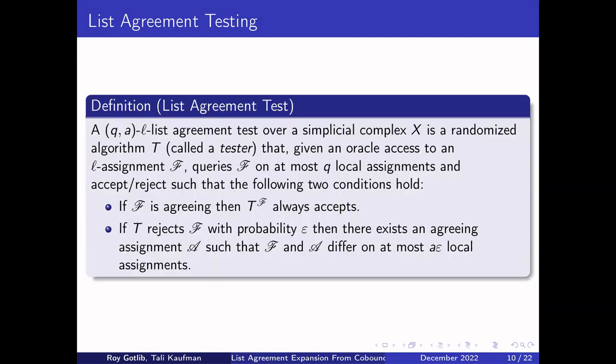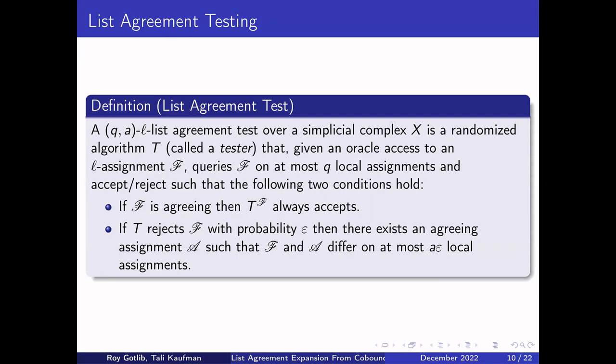We're interested in list agreement testing. A list agreement tester is a randomized algorithm that is given oracle access to some L assignment F. It then queries it on Q local assignments and accepts or rejects, such that if the L assignment is agreeing, then the test always accepts. And if the test rejects with some probability epsilon, then one could change at most a constant times epsilon of the local assignments and get an agreeing L assignment.